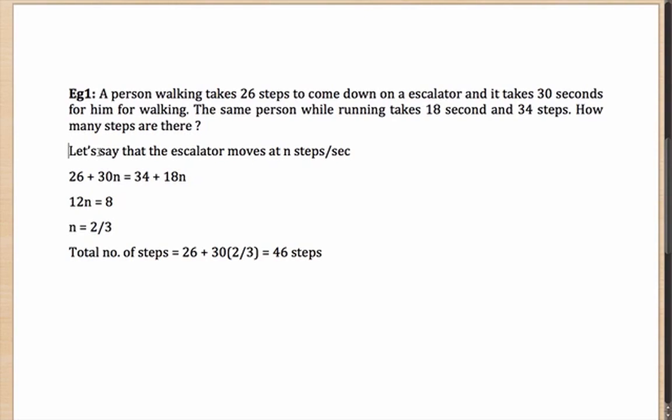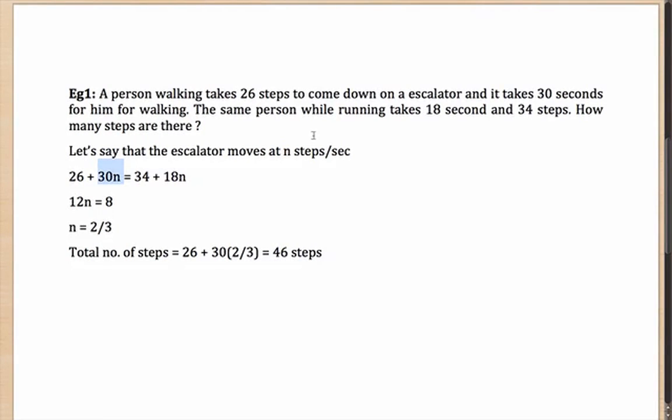Well, let's say that the escalator moves at n steps per second. Then in the first case, he walked for 26 steps and he was on the escalator for a period of 30 seconds. So the total distance that he would have covered, or rather for the escalator's height or the number of steps in the escalator, is 26 plus 30n. Why 26? That is the distance that the person has moved. 30n at the rate of n steps per second is the distance that the escalator has moved in 30 seconds.